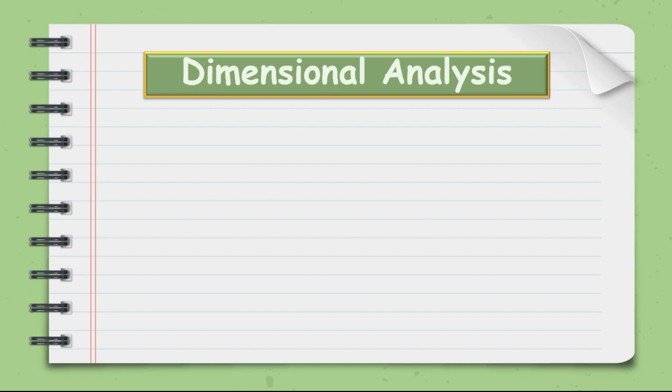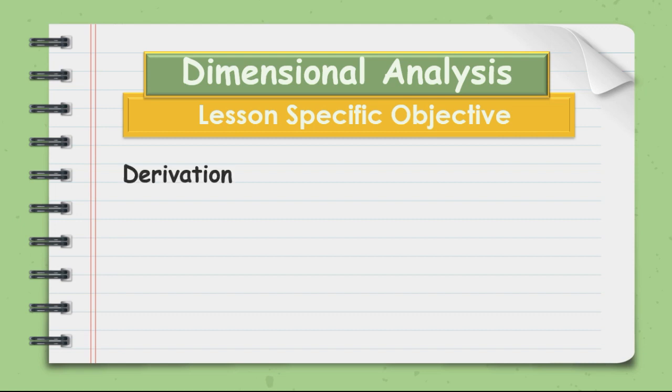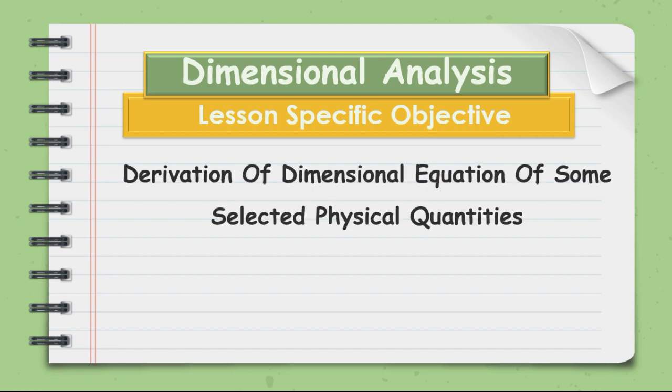This is a continuation lesson on our broad topic, dimensional analysis. In our previous lesson, we did talk about a definition for dimensional analysis. Then we looked at some related terms. We left off by looking at the dimensional equation for area and volume. Today, our lesson specific objective is to continue to derive dimensional equations for some selected physical quantities.